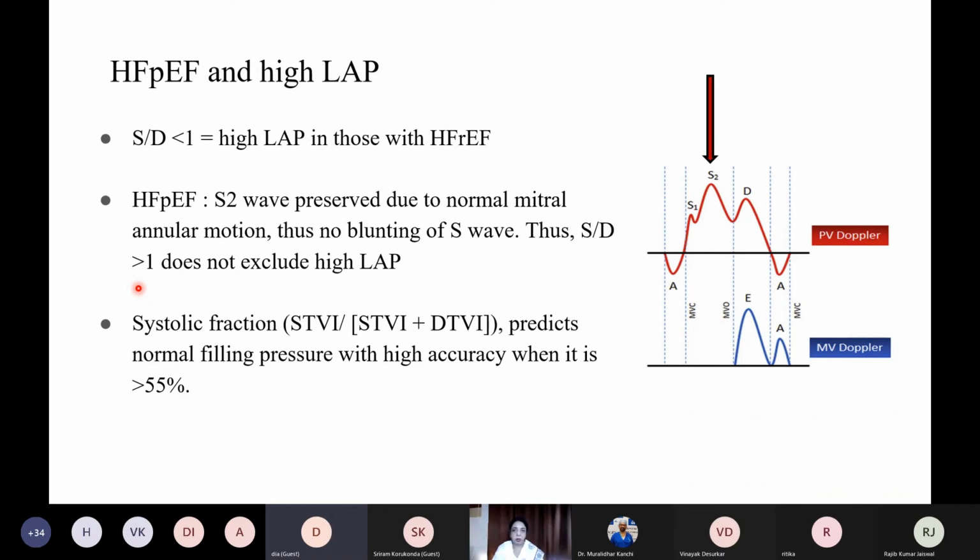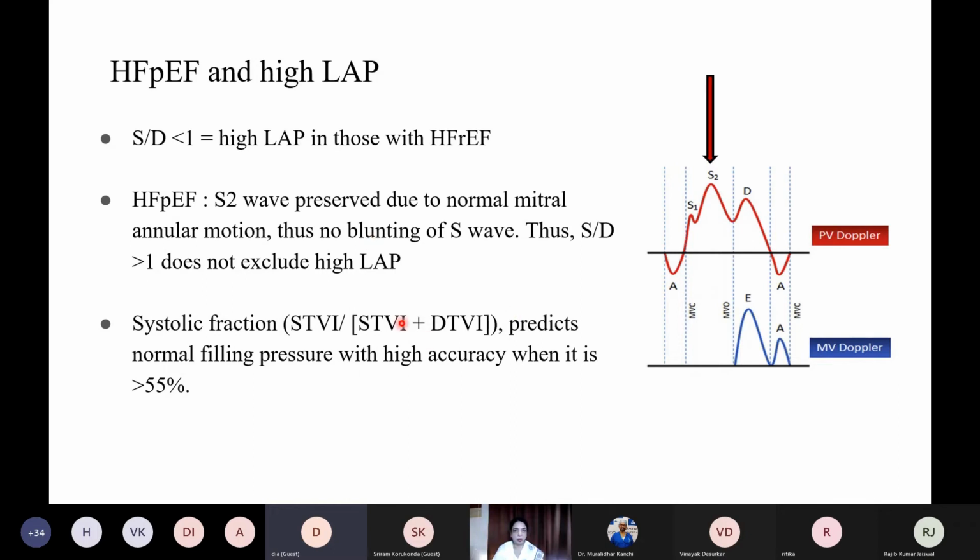So how do we go about it? Because many times we say, oh, S and D are okay, more than 1. So correlate clinically, of course, ask the patient whether he becomes breathless after exercise or climbing the stairs. But there is another method that is known as systolic fraction. That is simply VTI of S and VTI of D. You divide VTI of S by the addition of VTI of S and D, and if it is more than 55%, with very high accuracy, one can say that the filling pressure is normal.